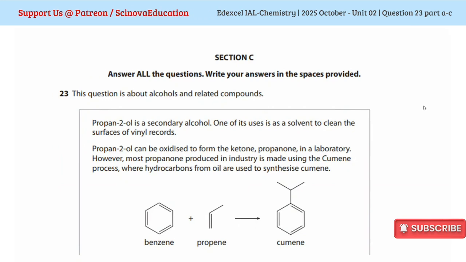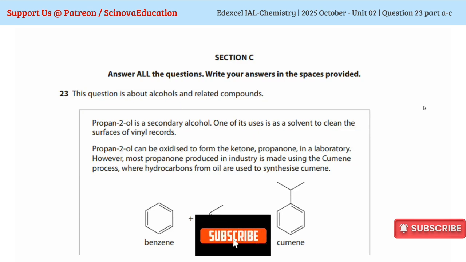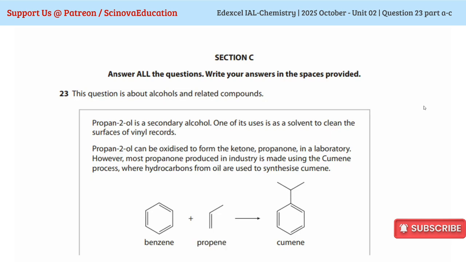Edexcel IAL Chemistry 2025 October Unit 2 Question 23. This question is about alcohols and related compounds. Propan-2-ol is a secondary alcohol. One of its uses is as a solvent to clean the surfaces of vinyl records. Propan-2-ol can be oxidized to form the ketone propanone in a laboratory.